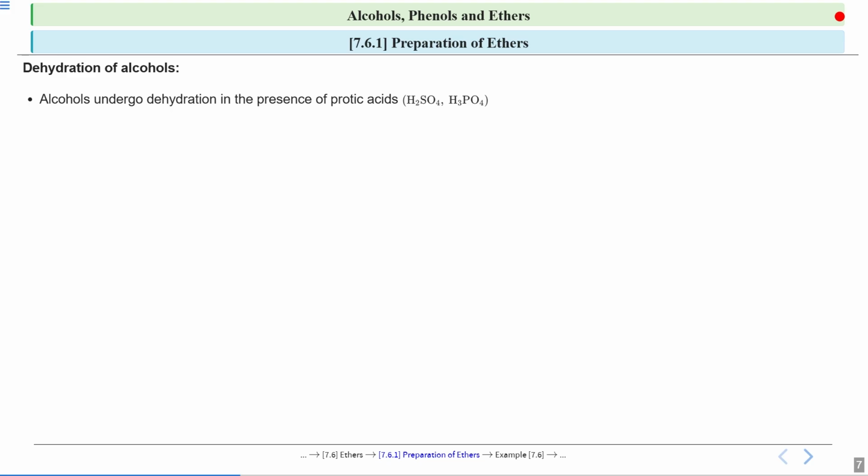So what happens in this dehydration? You have two alcohol molecules, ROH and ROH. When you treat it with a protic acid, water is removed. How? From one alcohol, hydrogen is removed, and from another alcohol, the hydroxyl group, that is the OH group, is removed. So what goes out? H2O. And what is left behind? ROR. So that is an ether. This is how it takes place. So on one side there is an alkyl group and on the other side there is an alkoxy group.